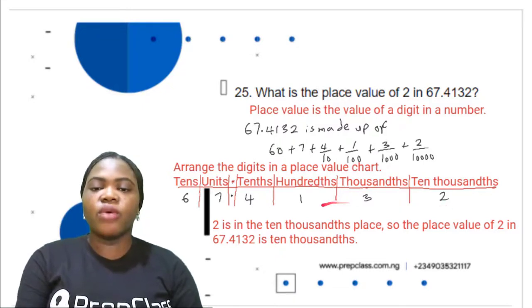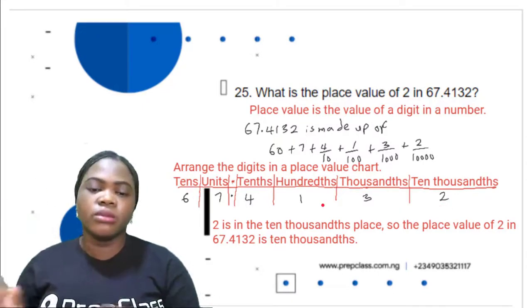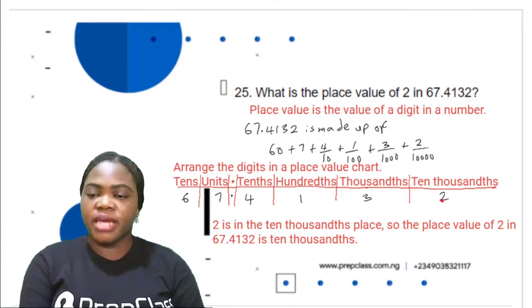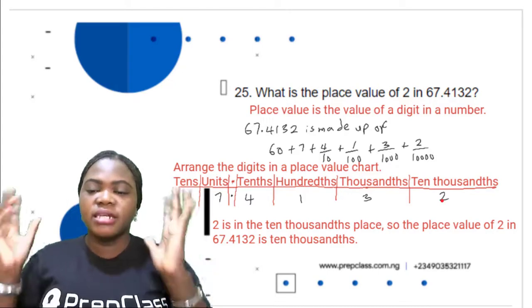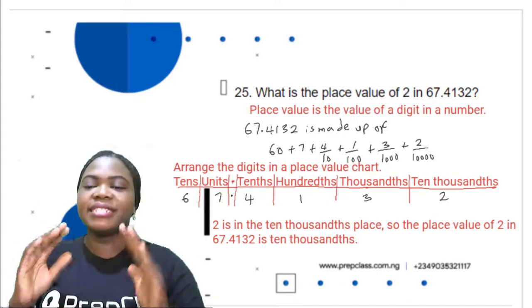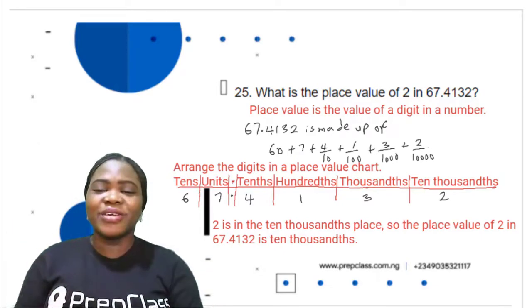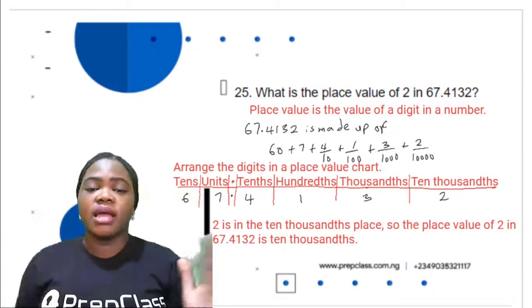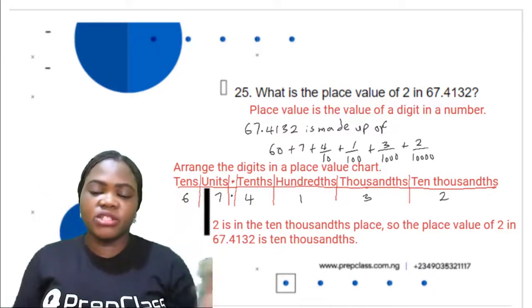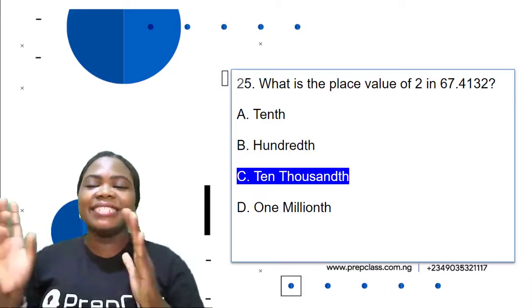So the question says, what is the place value of 2 in 67.4132? Now, what's the place value here? 2 is in the ten-thousandths place. So the place value of 2 in 67.4132 is ten-thousandth. So you can see this is very easy. All you have to do is to draw a place value chart and put the digits, and then you get your answer. So the correct option is C, 10,000.